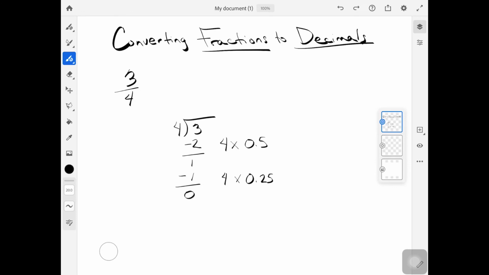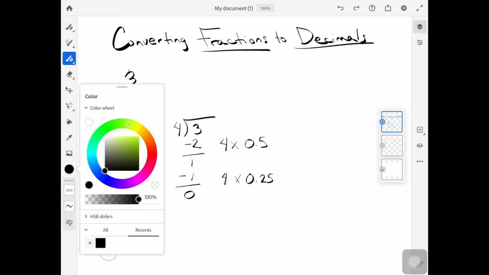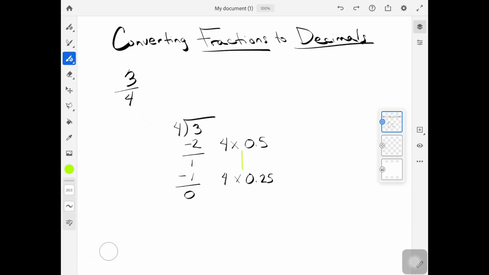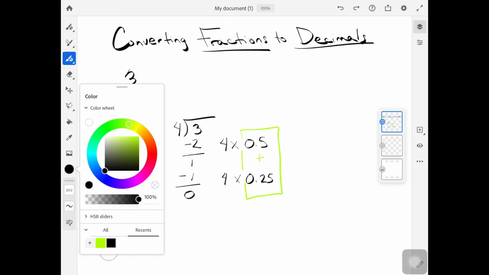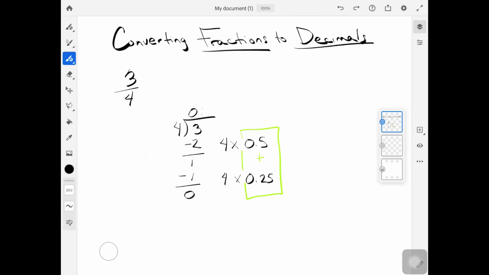There we go. And then I add these numbers together, 0.5 plus 0.25, or 5/10 plus 25 hundredths, and my solution is 75 hundredths, or 0.75.